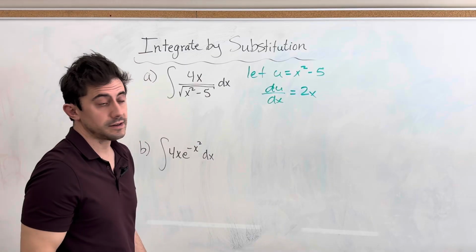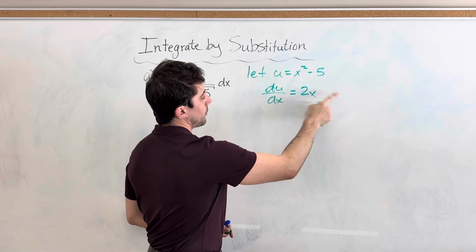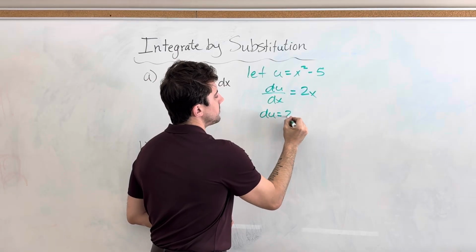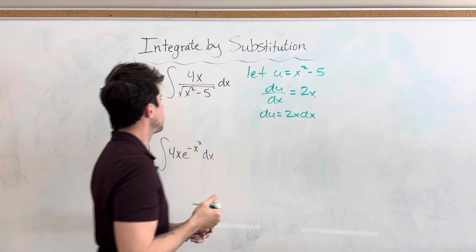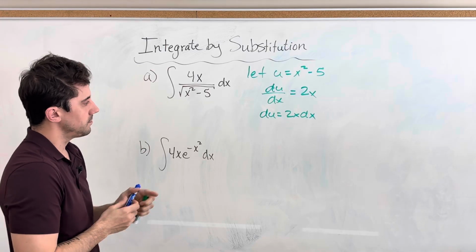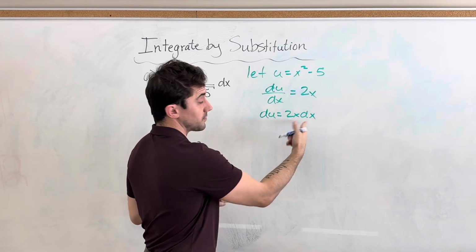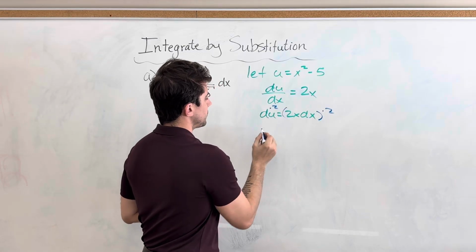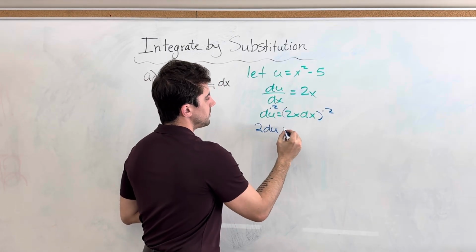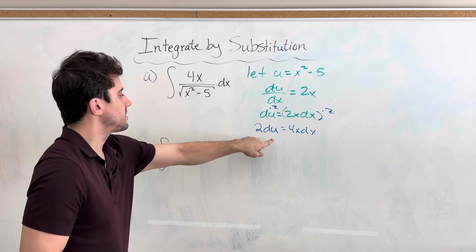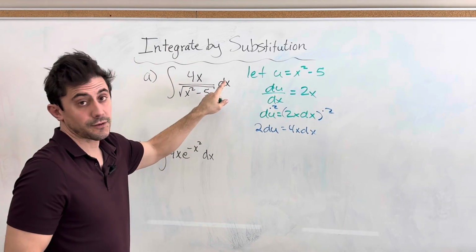2x, right? Now what that means is if we multiply both sides by dx, we get that du is 2x dx, right? Now we want 4x dx. And so if we want to turn 2x dx into 4x dx, obviously, all we have to do is multiply by 2, so we'll multiply both sides by 2, and so we get the fact that 2 du is equal to 4x dx, which means that we can substitute 2 du in for 4x dx.